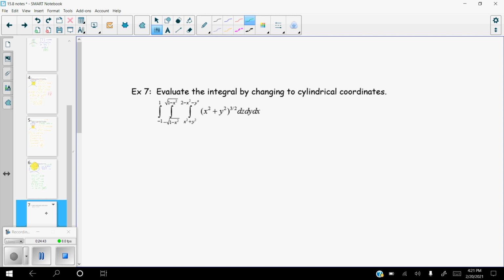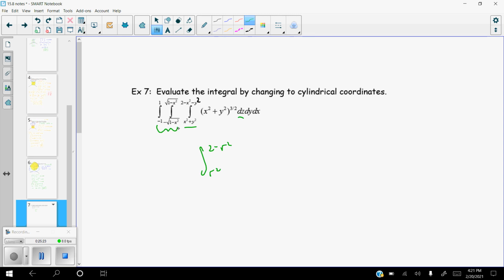Well, let's see. Z is the inside piece. So we know Z is going to go from x squared plus y squared to 2 minus x squared minus y squared. I think it says y to the x, but that should be a squared there. So change that. So changing the z part really should not be difficult, because that's just going to be r squared in the bottom and 2 minus r squared in the top part of the integral. So r squared to 2 minus r squared. That's the z part.